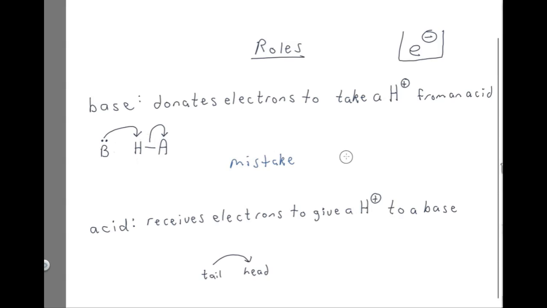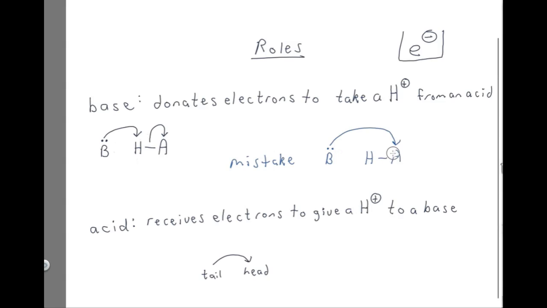And now I can show you another common mistake. Another common mistake is to draw the arrow like this and to have the base attack the acid directly. You can see this is wrong because the base is not supposed to attack the acid directly. It's supposed to take a proton from the acid. That's why this arrow is correct and this arrow is wrong.